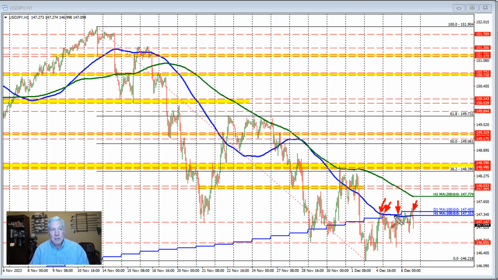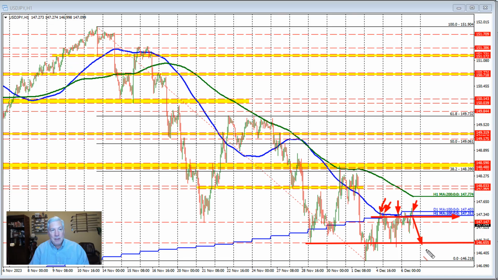Also in play is the 100-hour moving average, which is now going sideways. So both those moving averages would need to be broken to increase the bullish bias going forward for the dollar versus yen. Absent that, the sellers are more in control. On the downside, we look toward the 146.65 area as the next target support if we get below that level. We did yesterday, but the momentum could not be sustained, and the price quickly rebounded back to the upside.